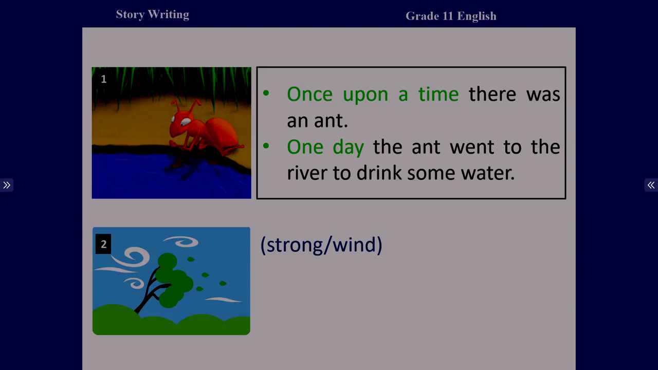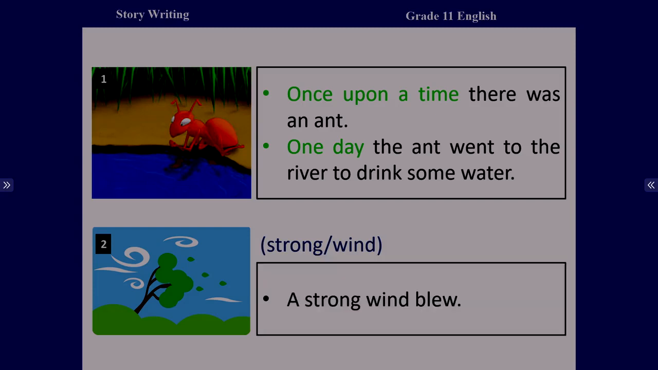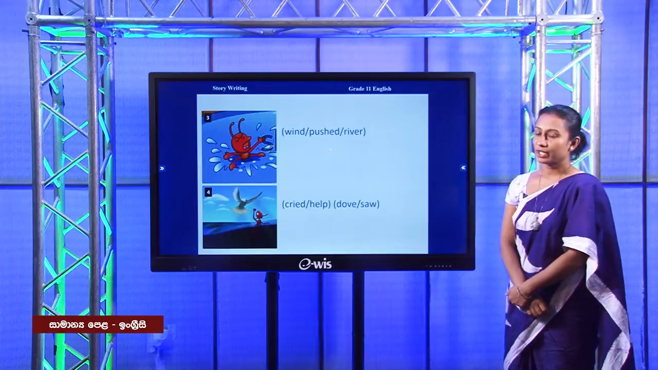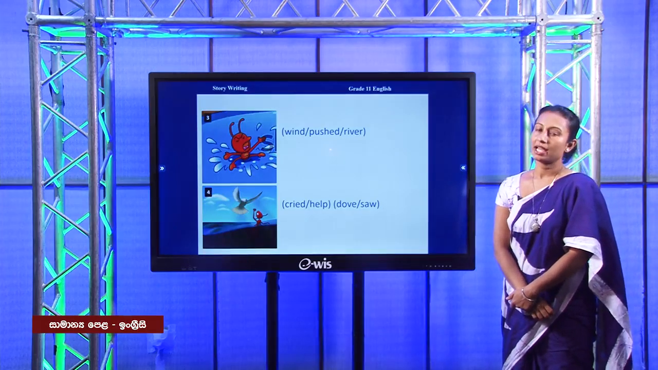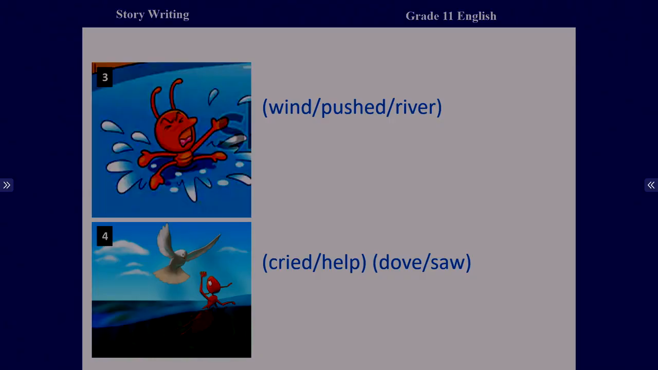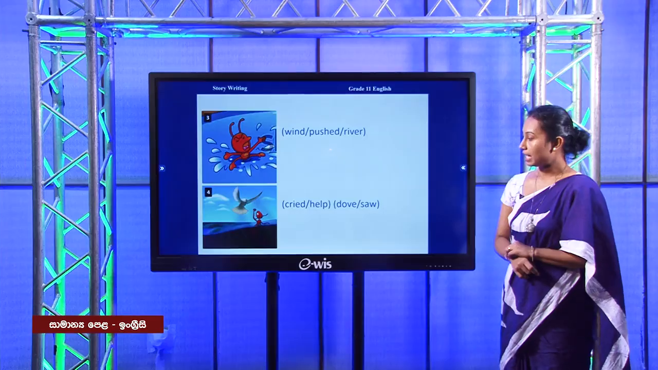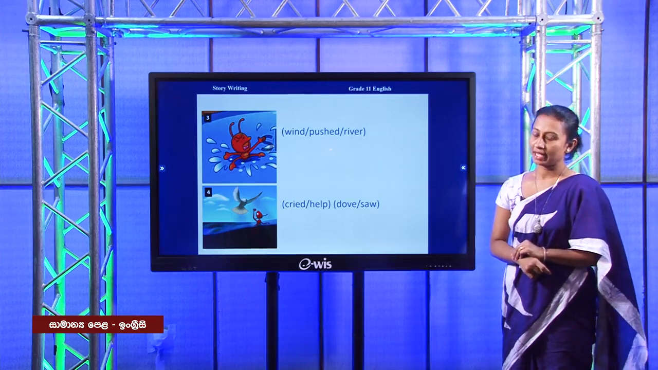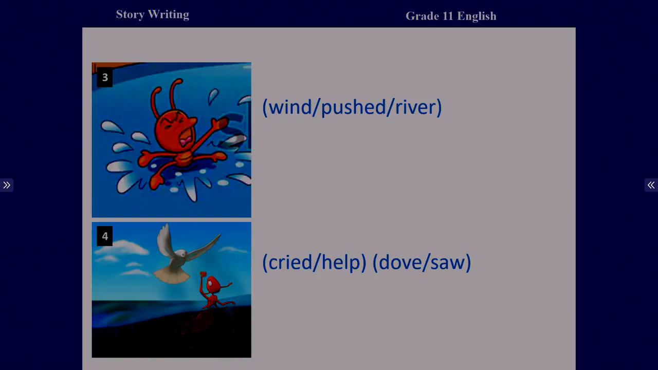Let's see the second picture. What can you see in the picture? Yes, there is a wind. The wind can be strong. Let's see my sentence. A strong wind blew. Now you can see the third picture. What can you see in the third picture? The ant has fallen into the water. In the fourth picture, you can see the ant and a dove also. The ant is asking for help and the dove is coming to help the ant.